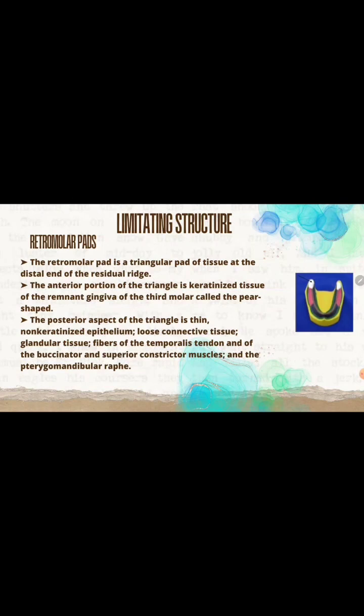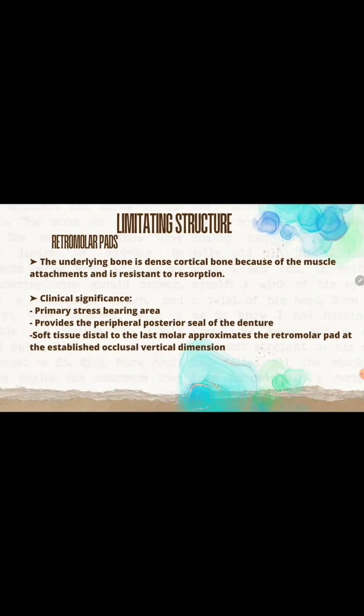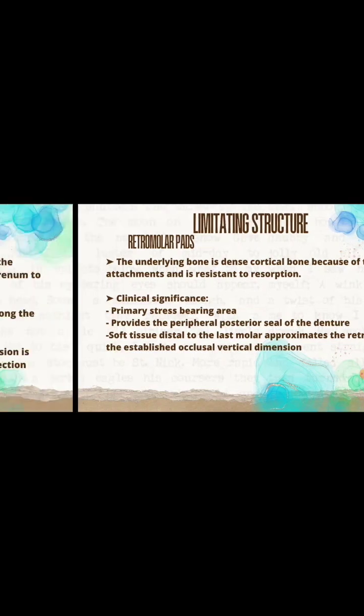The posterior aspect is the attachment of loose connective tissue, glandular tissue, and the fibrous temporalis tendon, buccinator muscle, superior constrictor muscle, and pterygomandibular raphe. The clinical significance of the retromolar pad is that it is a primary stress bearing area. It provides the peripheral posterior seal, with the soft palate, and the distal end of the last molar is approximately at the retromolar pad, which helps establish the occlusal vertical dimension.